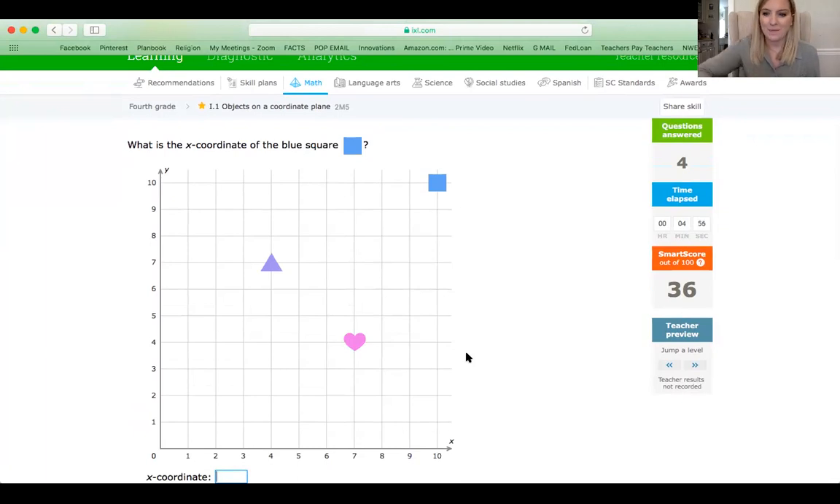Okay, thank you for paying attention to this lesson. We will continue to work with ordered pairs, and the next lesson will be working more towards the lower quadrants, which we will be working on negative numbers.